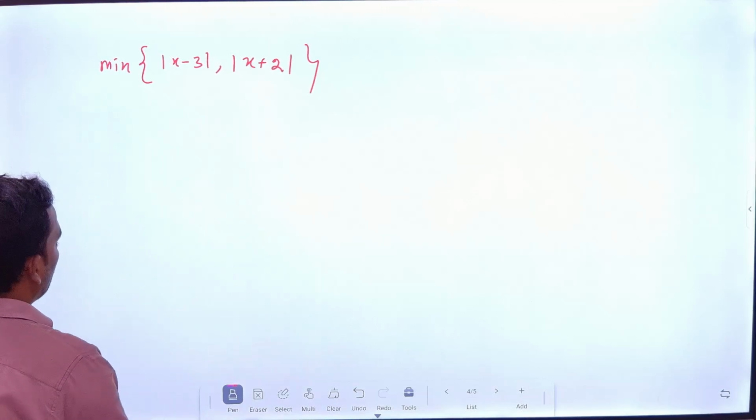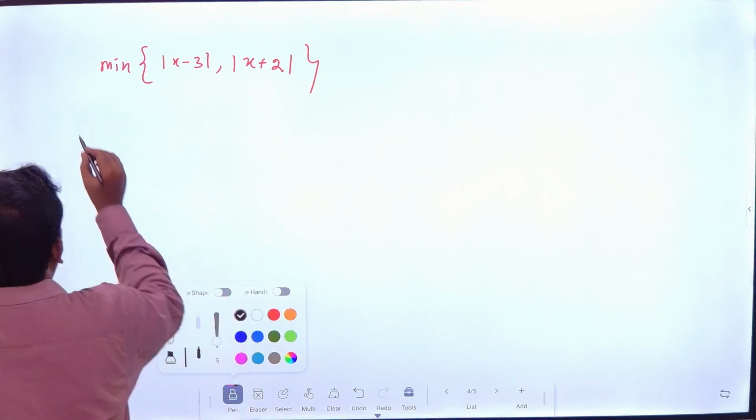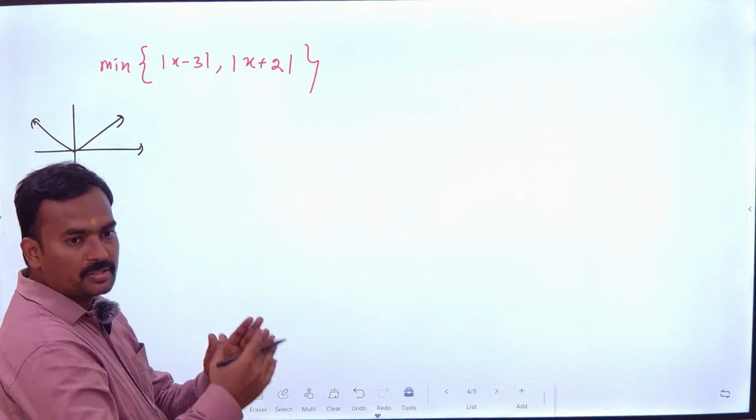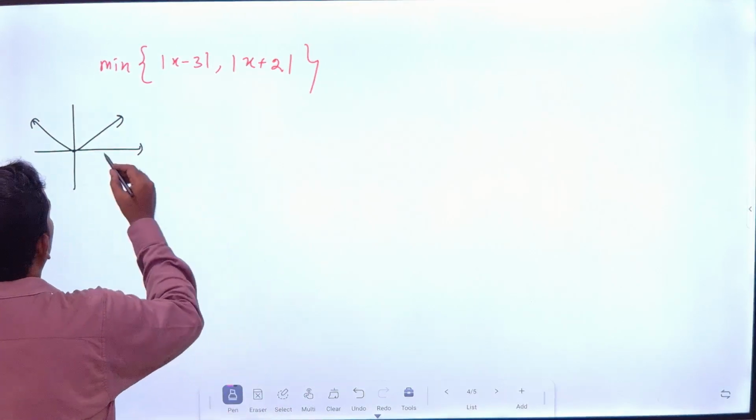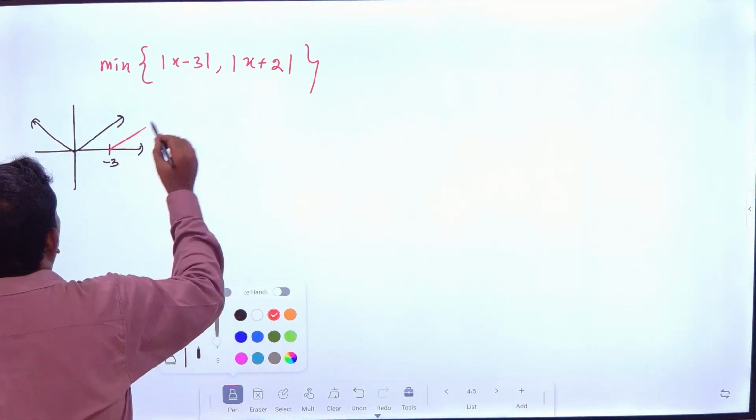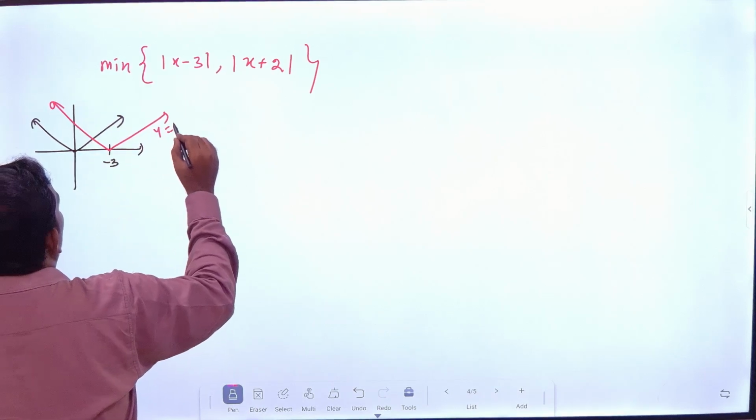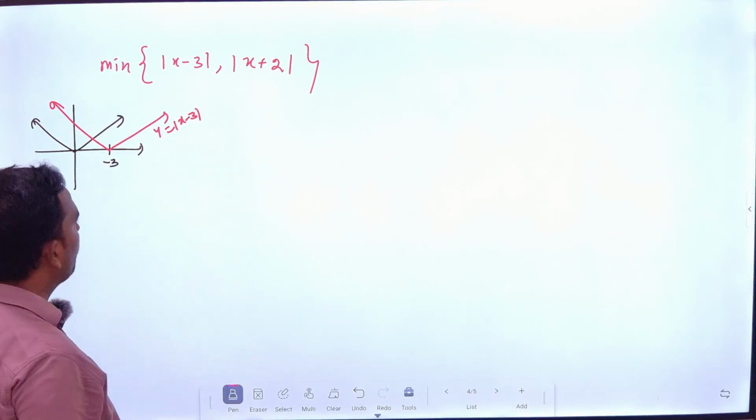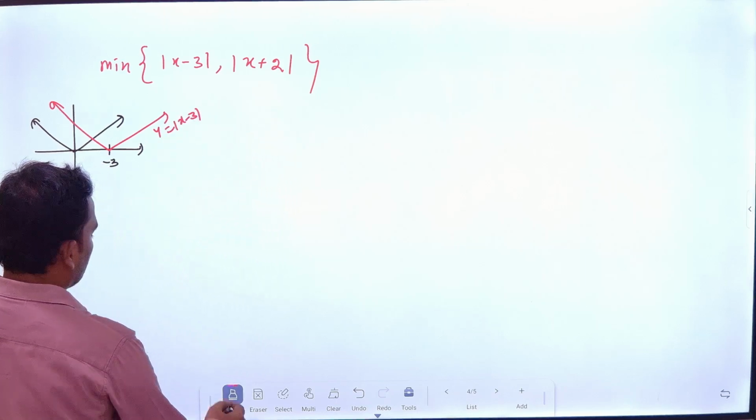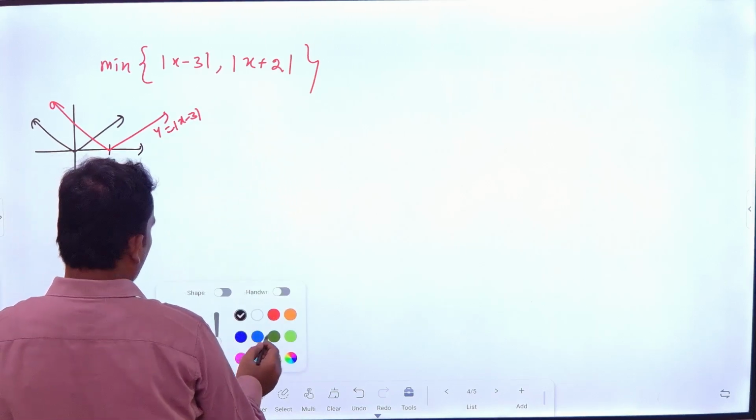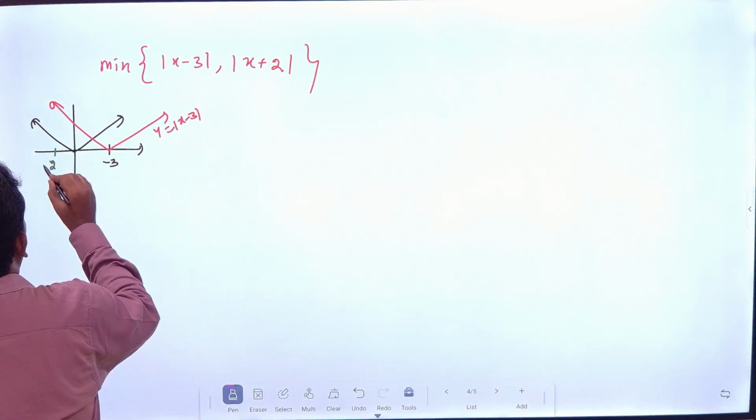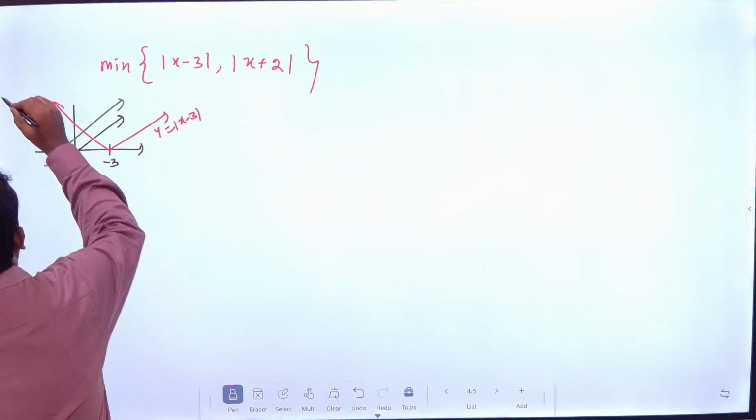You already know how to draw the graph of mod x minus 3. This is the graph of mod x; just shift it right 3 units. This is y equal to mod x minus 3. Then how to draw the graph of mod x plus 2? Just shift the graph left 2 units. Let's take this as 2; it is minus 2 here.